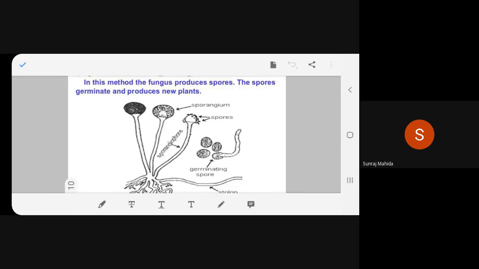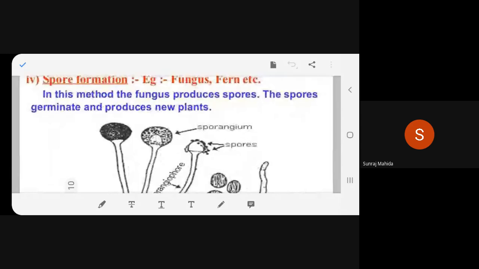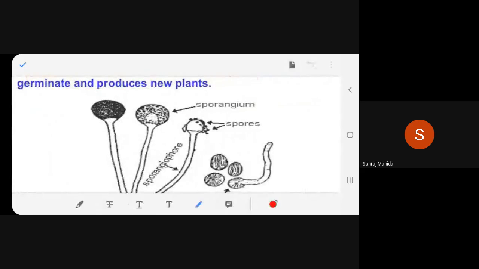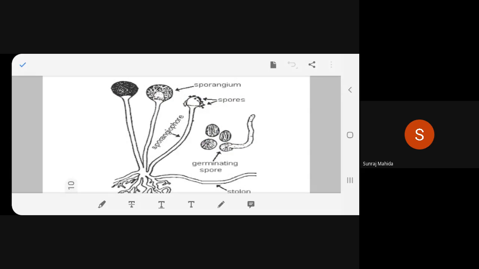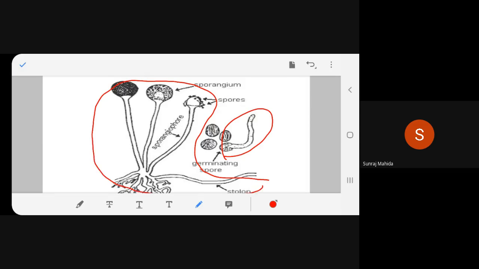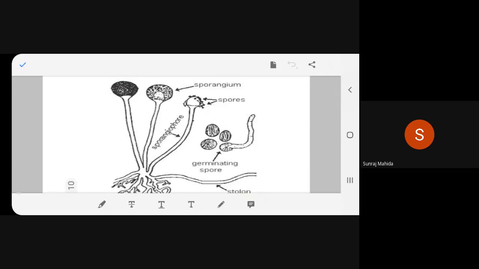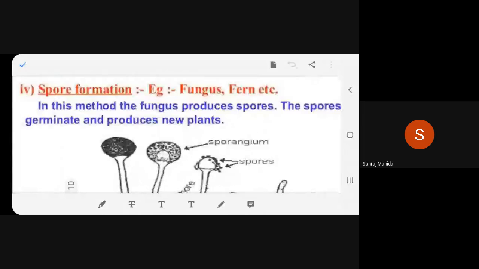Now here it produces spores. You see over here, the sporangium is full of spores. And see, it bursts and the spores are liberated. Can you see the spores over here? Now this spore will germinate and it will form the whole structure like this. And thus it multiplies by means of spores. This you get in fungus.